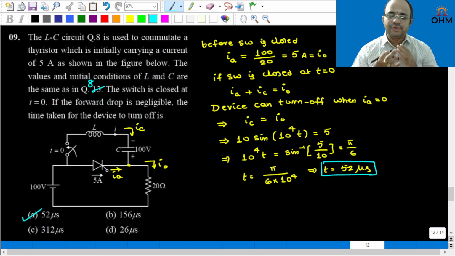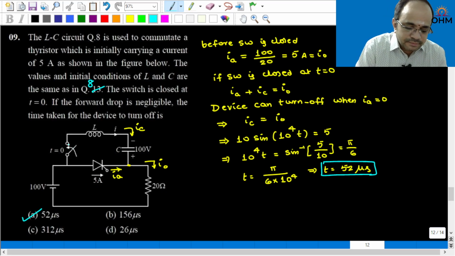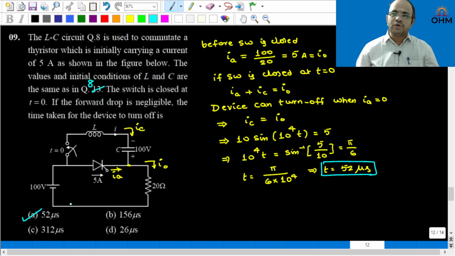T is equal to 52 microseconds. So the main important concept here is based on the commutation circuit. Suppose this LC circuit is not connected, in other words, the switch is not closed. Once the SCR is turned on, in a DC circuit, 5 ampere will always flow. That means one of the conditions for SCR to commutate, that the anode current should be less than the holding current, will not be satisfied.